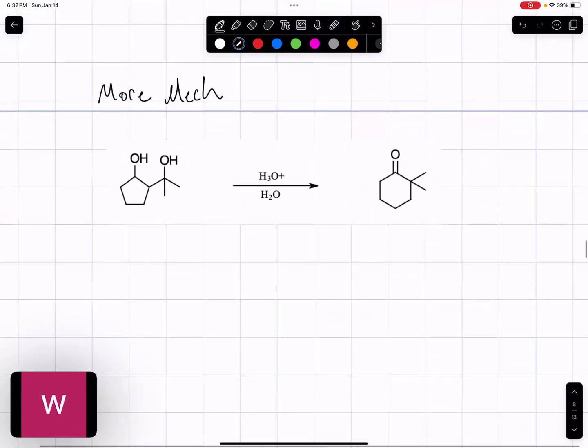Next mechanism. This one is a little bit more tricky. All right. What's going on? Anybody? What's happening here?